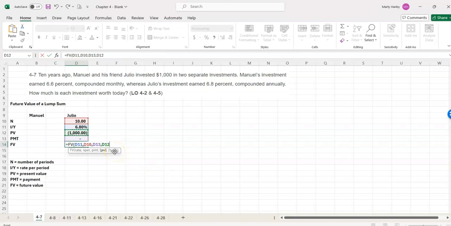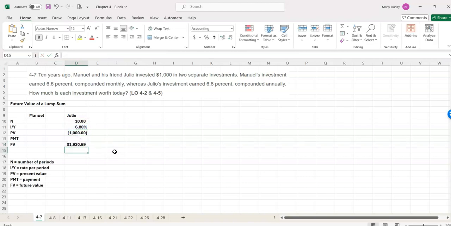Type is either 0 or 1. The default is 0, which means the payments are made at the end of the period. There will be a couple of problems that we'll do where payments are made at the beginning of the period, but you just enter 1. So Julio's investment is worth $1,930.69 at the end of 10 years.